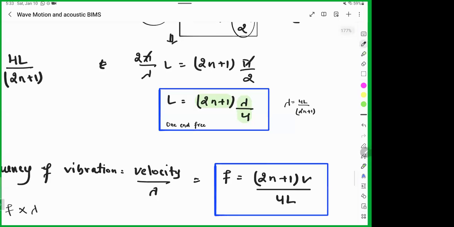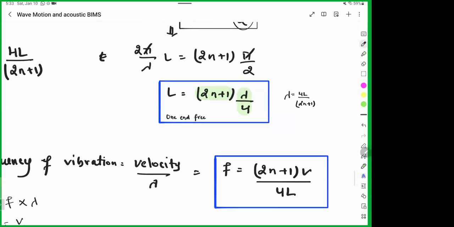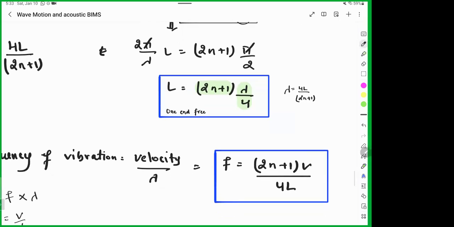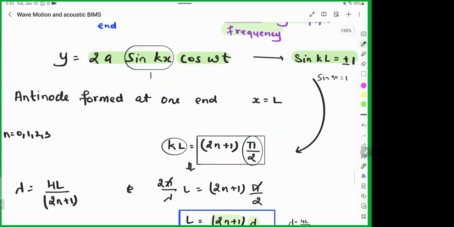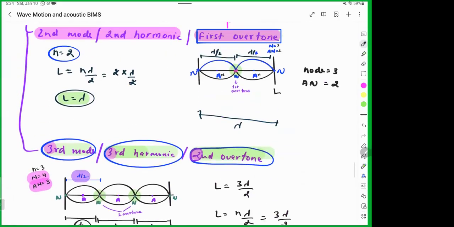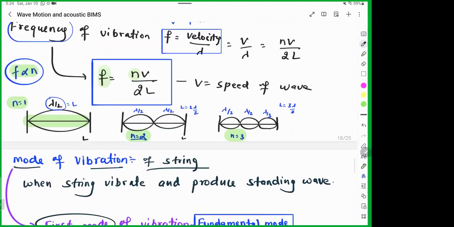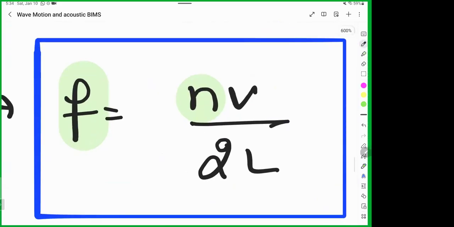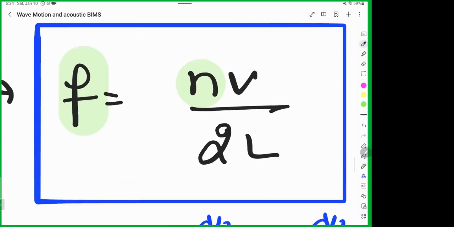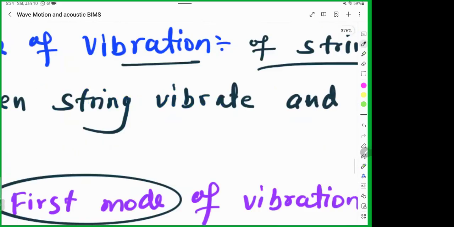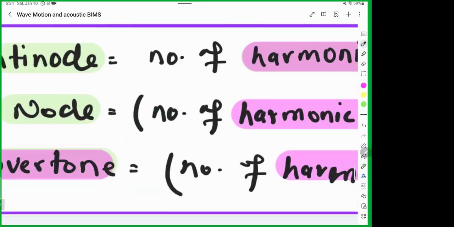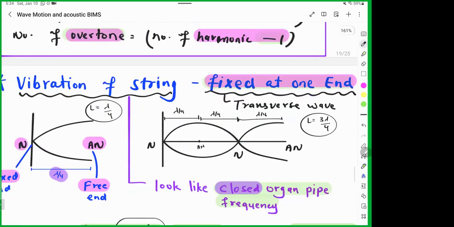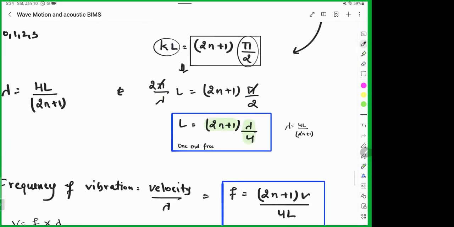Got it? Same thing is here. 4L divided by 2n plus 1. Compare with this frequency. Here is this frequency, nv by 2L. And what you have in this situation. Don't worry, I'll compare, I'll write everything. Is this.